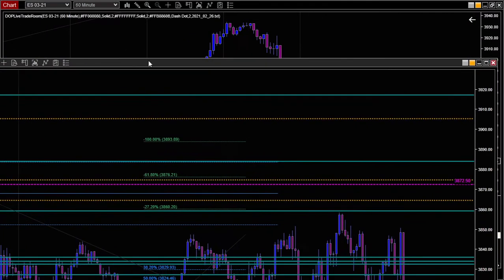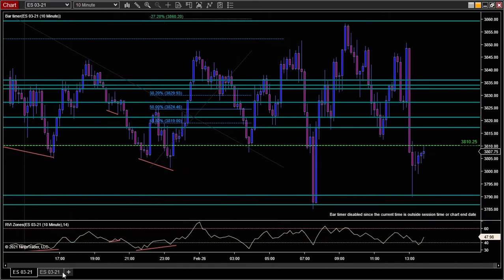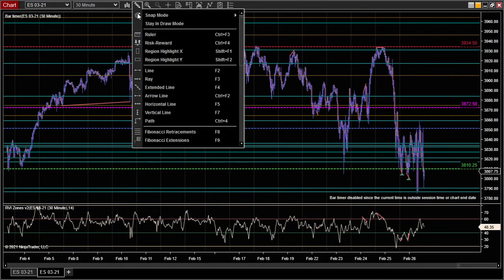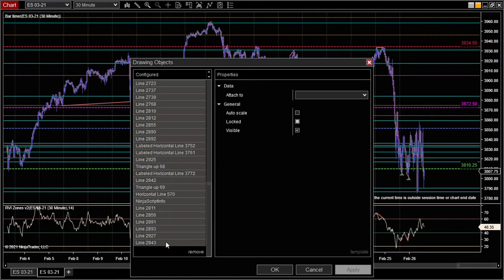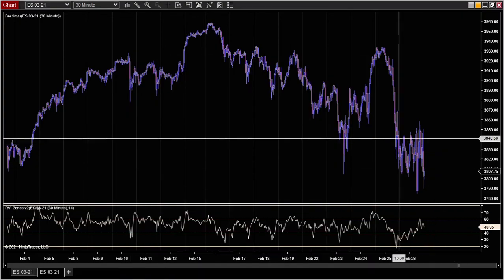Let me pull the 30-minute down here and see what we're doing. Again, I don't expect much because it's so choppy. It's too bad that the course is ending this week and we're ending it in this garbage.